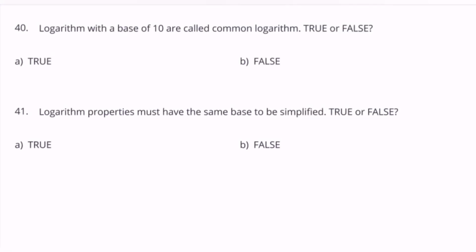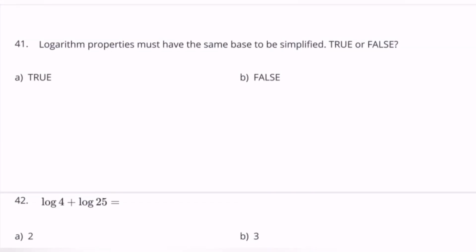Question 40, we have logarithm with a base 10 called the common log. So the answer is true, which is A for question 40. Next, for question 41, logarithm properties must have the same base to be simplified. Yes, it is correct. So for question 41, the answer is true.